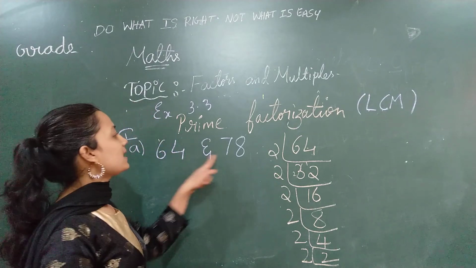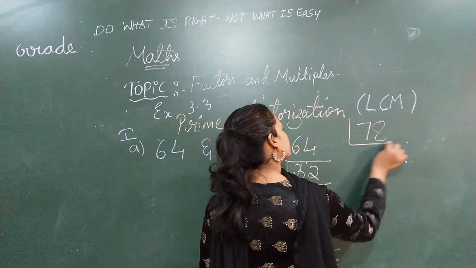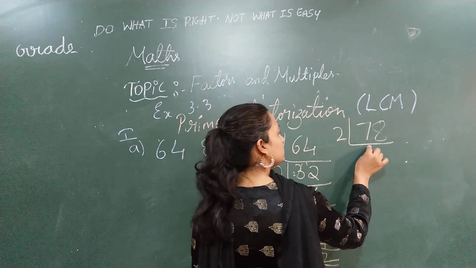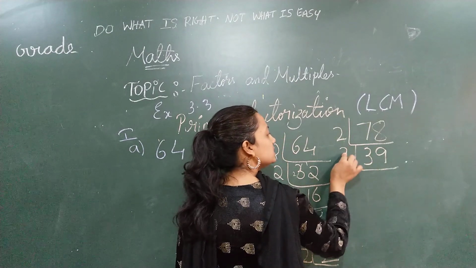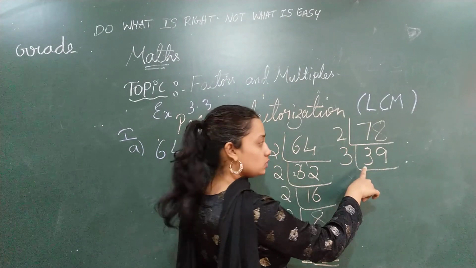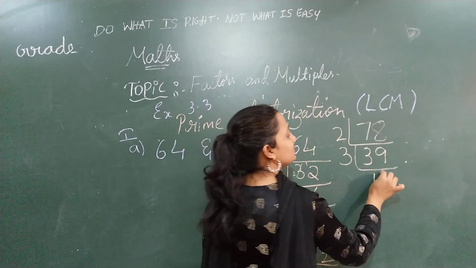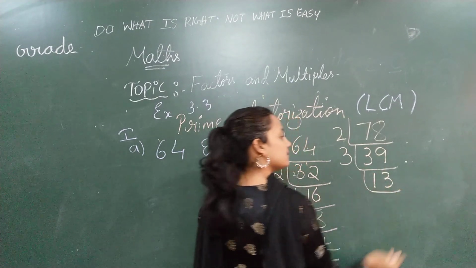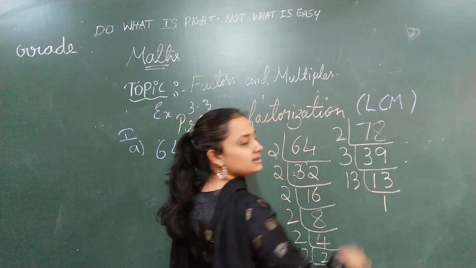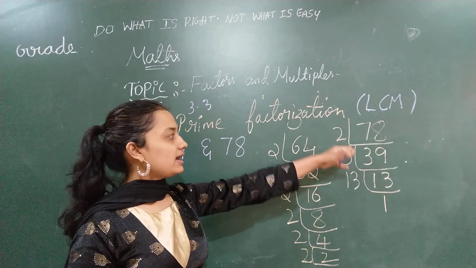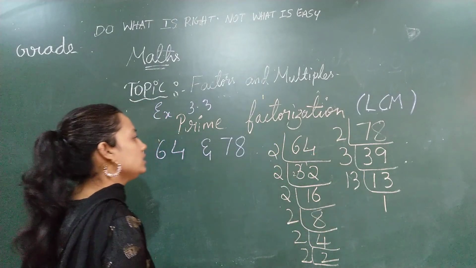Let me find the prime factors of 78 also. Again I divide with 2. I can divide this with 3 because it cannot be divided with 2, as it has 9 in the unit place. So it can be divided with 3. And 13 is a prime number. So only 13 can divide 13. So I have found the factors of 78. I have found the factors of 64 also.